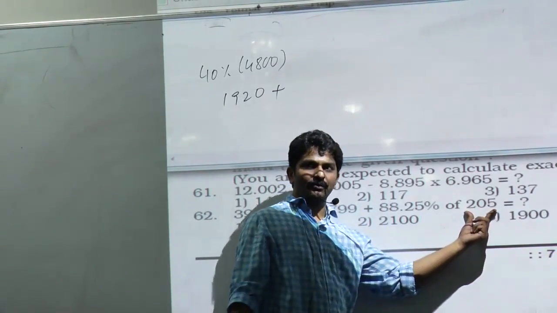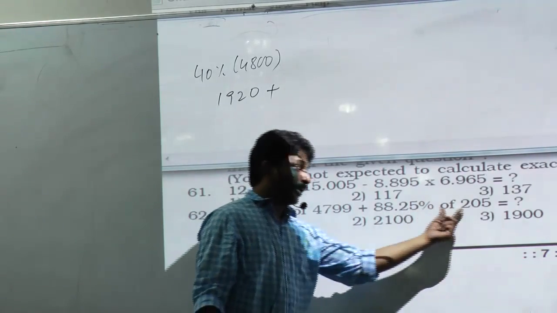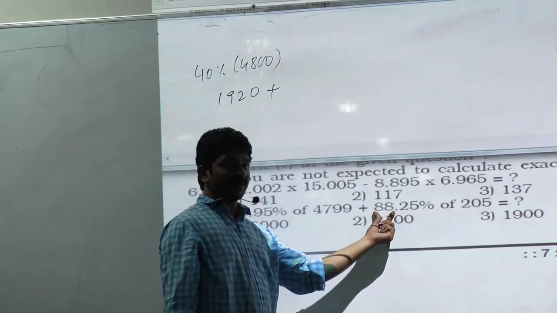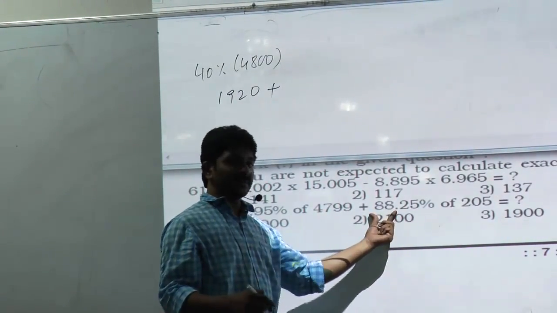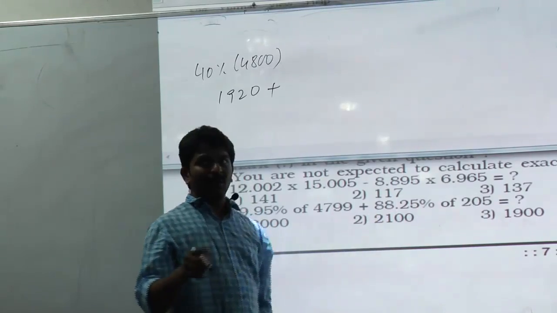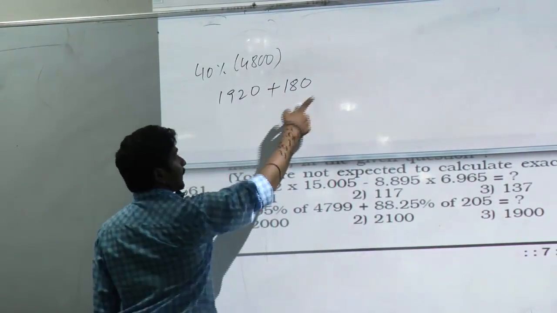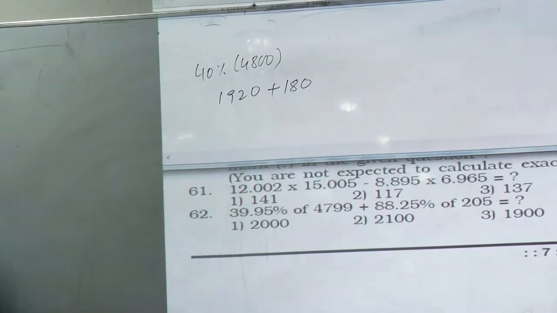88% of 205. 205% of 88. 200% plus 5%. 200% in the sense 2 times of 88. 2 times of 88, 176. 5% of this, 4 point something. 176 plus 4, 180. 2100.